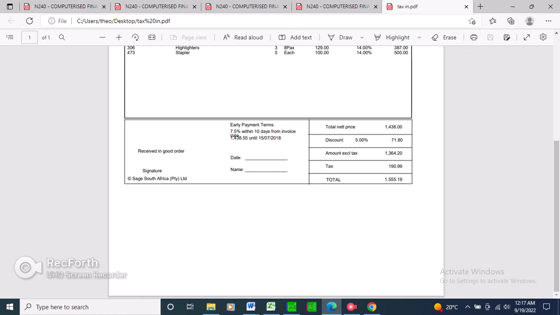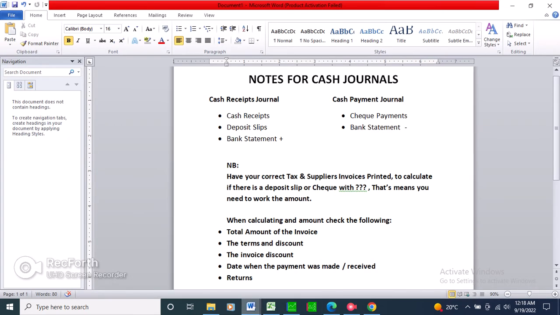Remember, if you don't know these things, when you're processing your cash channel, there's no way you're going to be able to do even one transaction. I repeat, CRJ is for cash receipts, deposit slips, and bank statement amounts that don't have a negative sign. For CPJ, check payments and bank statement amounts that have a negative or a minus, you need to have your correct invoices printed, a hard copy of it.